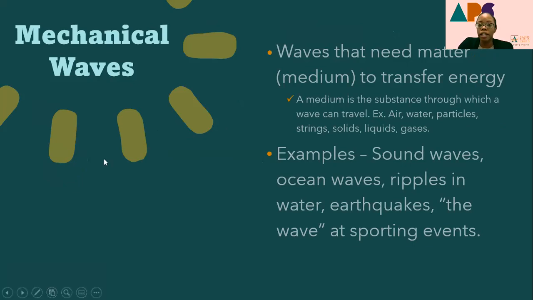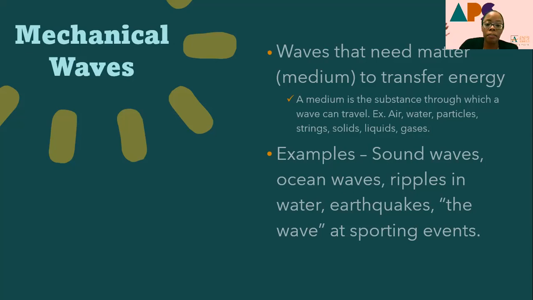So for a mechanical wave, these are waves that need matter to transfer energy. And if you look right here at the slide, you'll notice that in parentheses, I have the word medium. Now, I'm not referring to clothing size medium, but medium is another word for matter. Basically, the medium is what the mechanical wave needs in order to transfer energy. So right here on the slide, I've listed some examples of what a medium could be when we are dealing with mechanical waves.